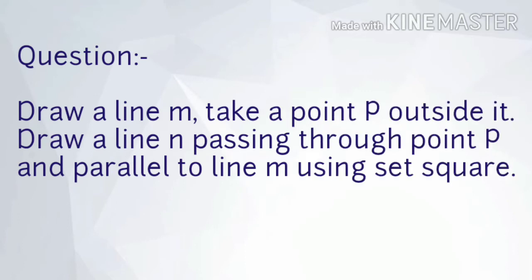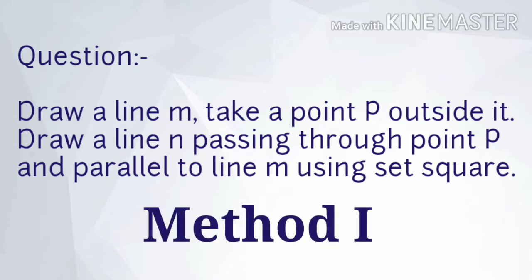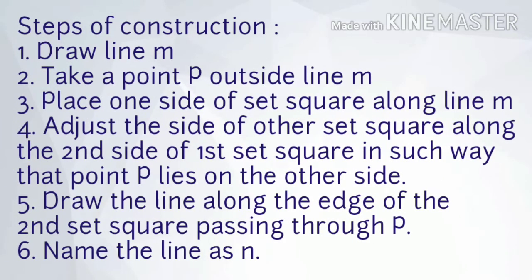Draw a line M, take a point P outside it, draw a line N passing through point P and parallel to line M using set square. You can do this with two methods. Let's see the first method. In this method, apply the following steps of construction to draw a line parallel to the given line.